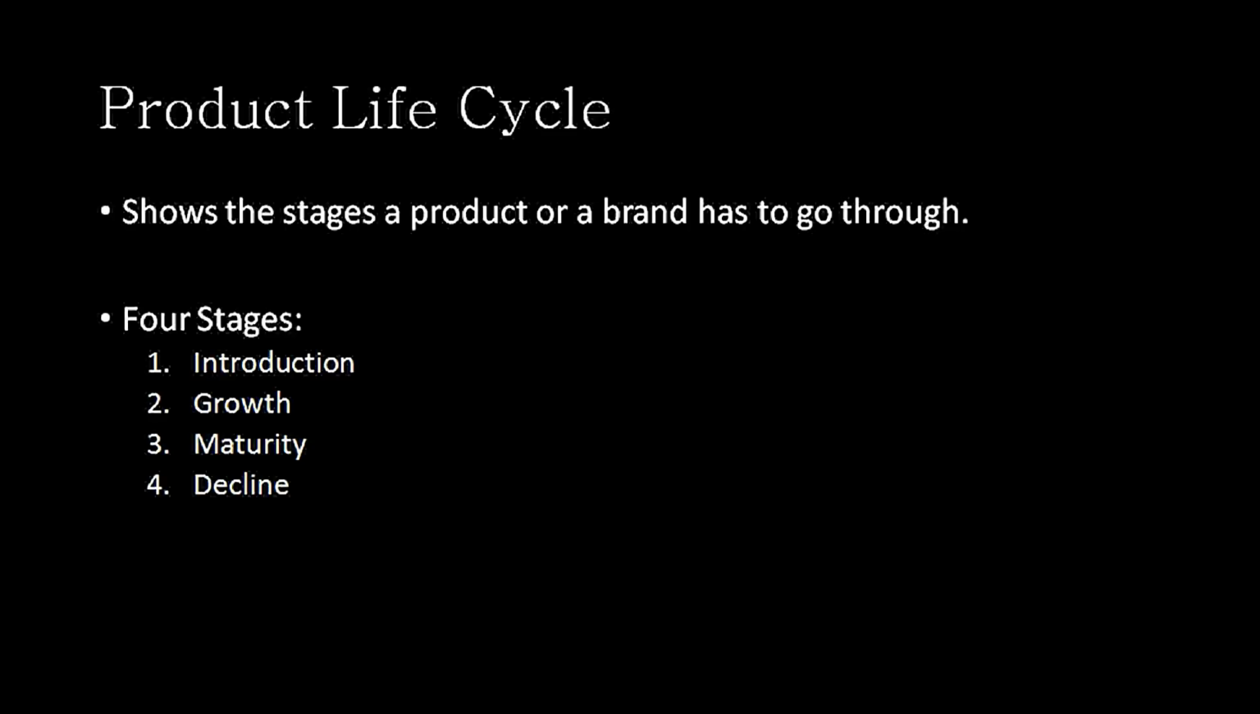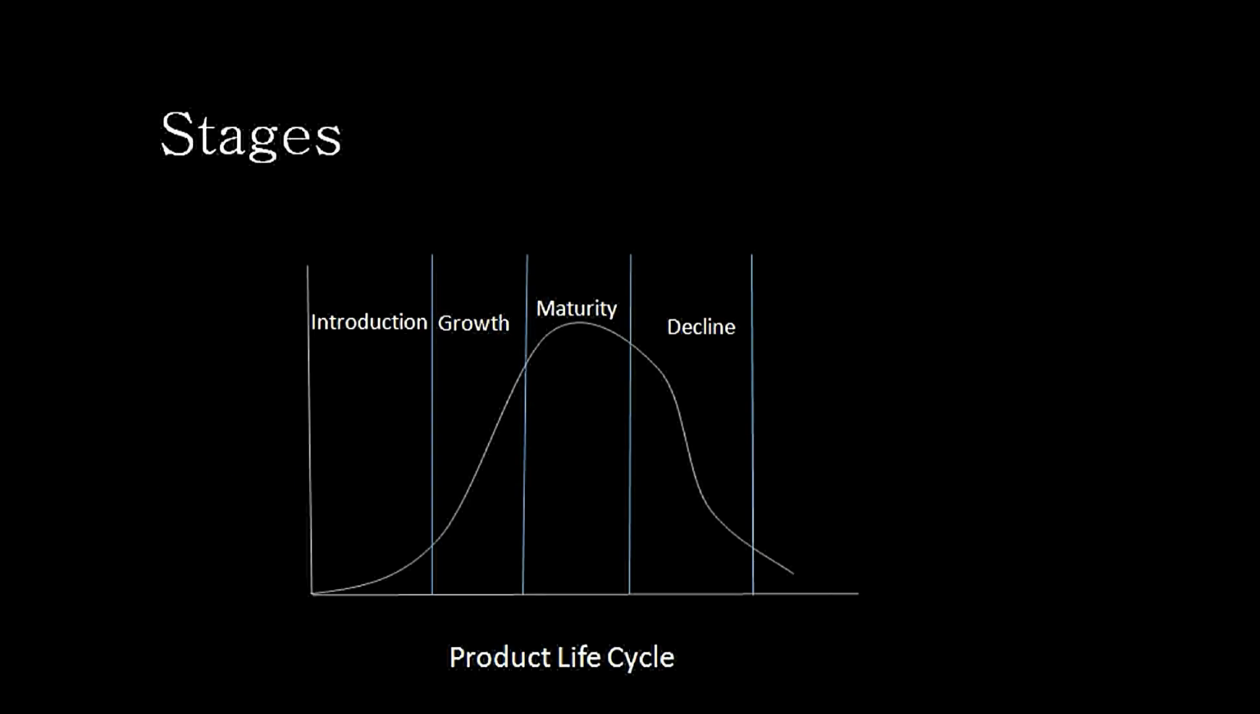It's an important marketing concept. Product lifecycle talks about the stages that a particular product or brand has to go through. The stages are introduction, growth, maturity and decline. This graph illustrates the stages of the product lifecycle. I hope you can understand something from this graph, but I will soon describe these processes.